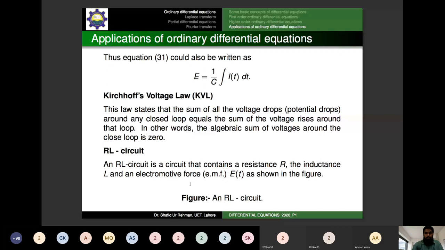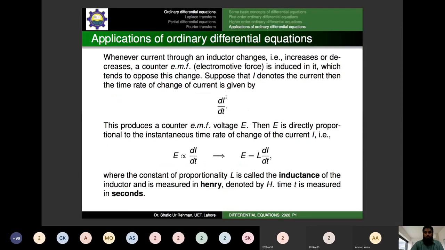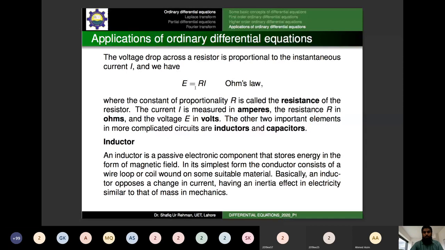The figure of an electric circuit known as RL circuit. So we have to obtain the current I at any time t in the circuit, assuming the resistance of a resistor and inductance of an inductor to be constant, since we already have gone through with that. If you remember, we have three different kinds of expressions for capital E. When we talk about a capacitor, one expression. When we talk about an inductor, the second expression. When we talk about a resistor, we will be having another expression for capital E.